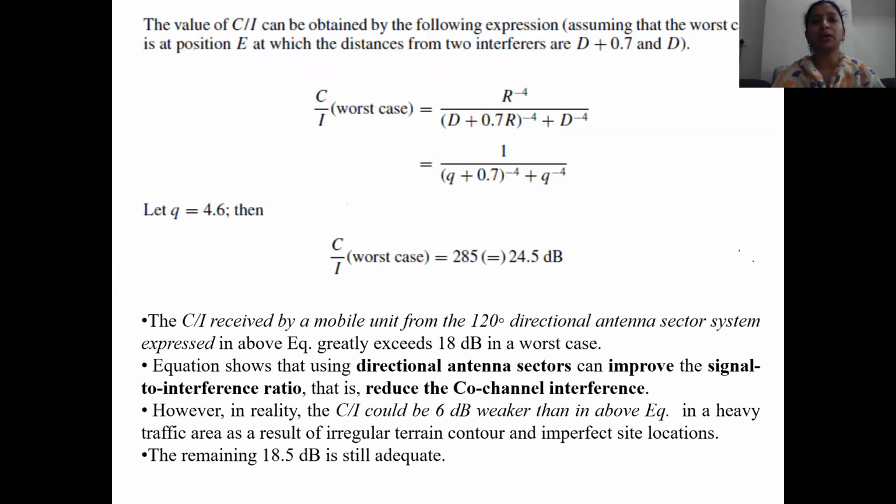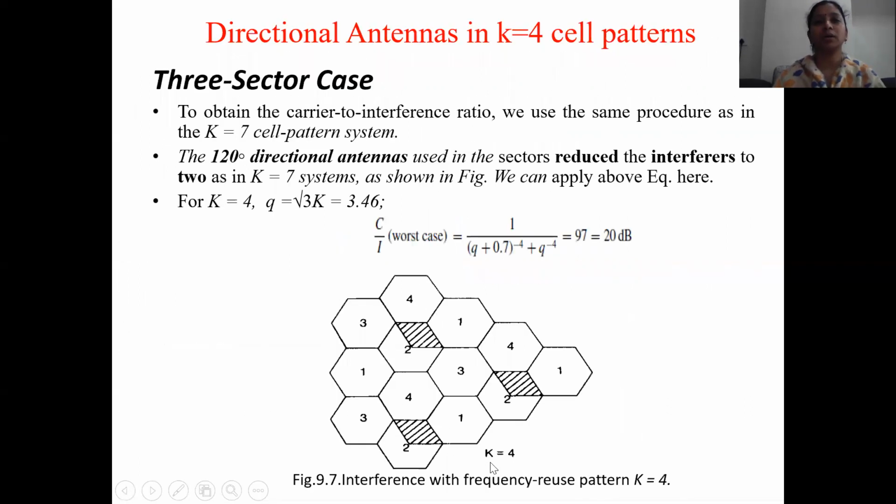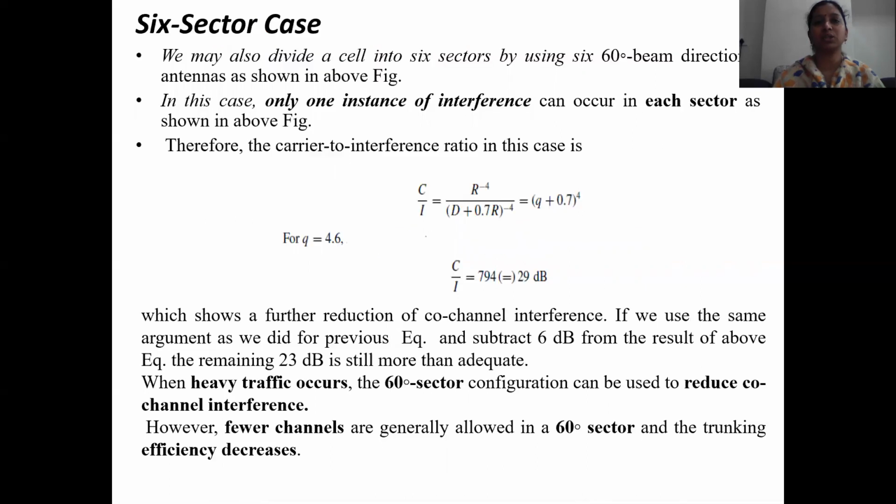Coming to the 6 sector case, in place of 2 co-channel cells, only 1 co-channel cell comes into interference, and we get 29 dB. If we decrease it by 6 dB due to propagation path loss and different climatic conditions, whatever they may be, it is 23 dB, which is still adequate. So the heavy traffic sector configuration can be used to reduce the co-channel interference. This is about directional antennas in the case of K equal to 7.